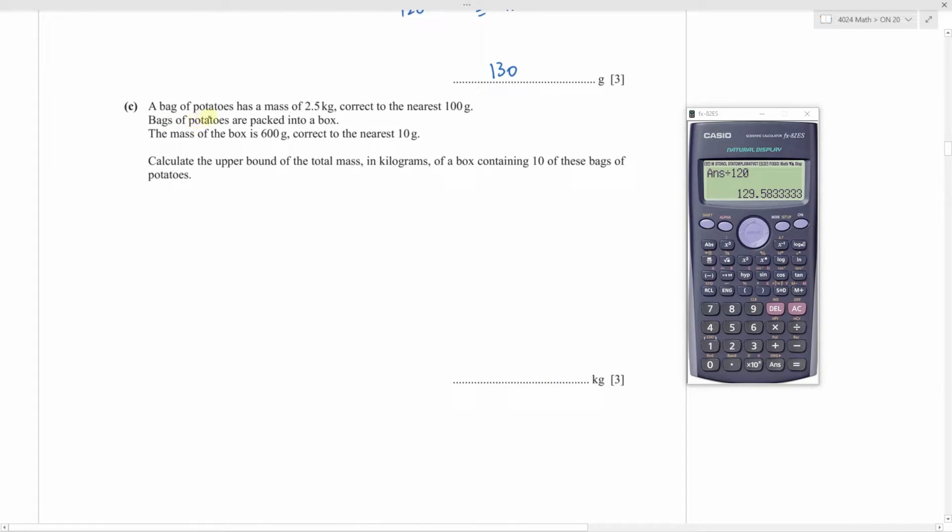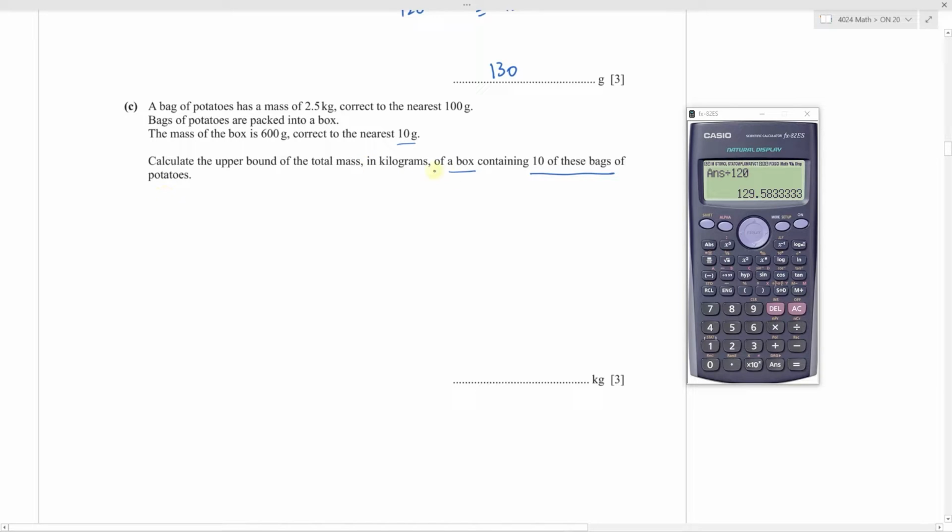Part C: a bag of potatoes has a mass of 2.5 kg, correct to the nearest 100 gram. Bags of potatoes are packed into a box. The mass of the box is 600 gram, correct to the nearest 10 gram. Calculate the upper bound of the total mass in kilograms of a box and 10 of these bags of potatoes.